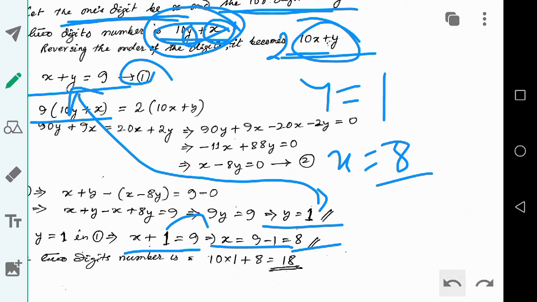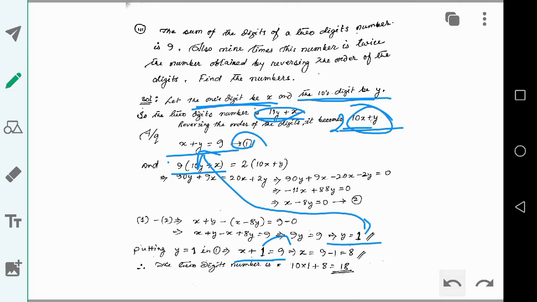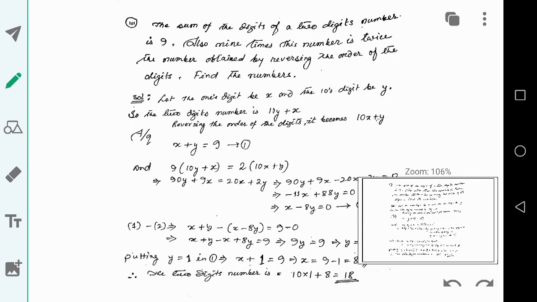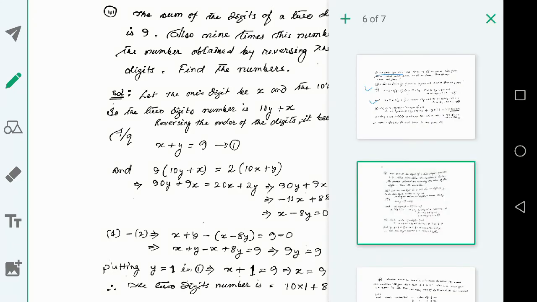So hope you have understood. First let me clean this page, then you can note it. Here we go. So this is the solution. So similarly we can solve the next.